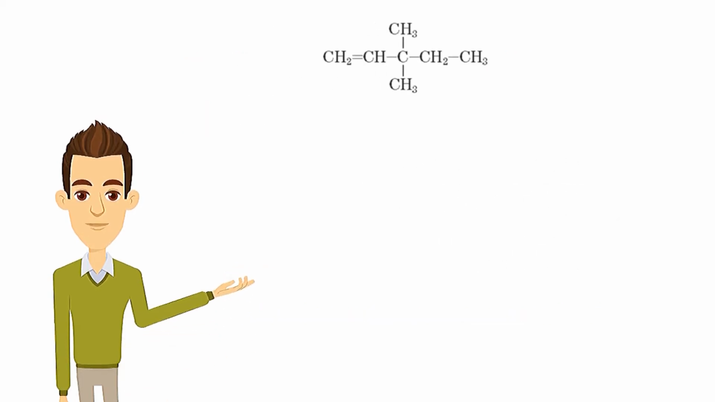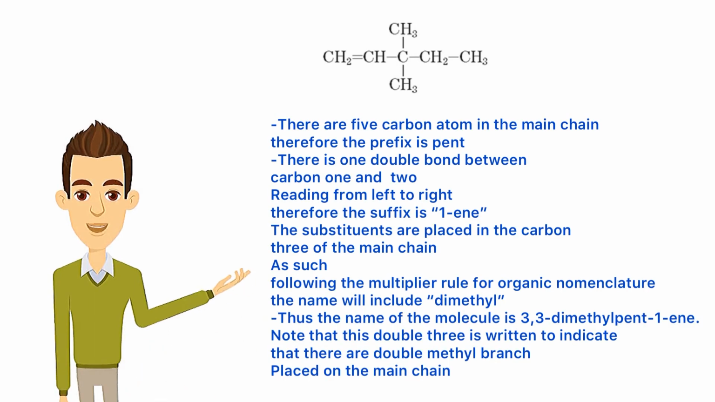Here is an example of a hydrocarbon molecule with multiple substituents in the main chain. Go ahead and pause the video and give it a try. Following the nomenclature, you can name the molecule as follows. There are 5 carbon atoms in the main chain. Therefore the prefix is pent. There is 1 double bond between carbon 1 and 2, reading from left to right. Therefore the suffix is 1-ene.